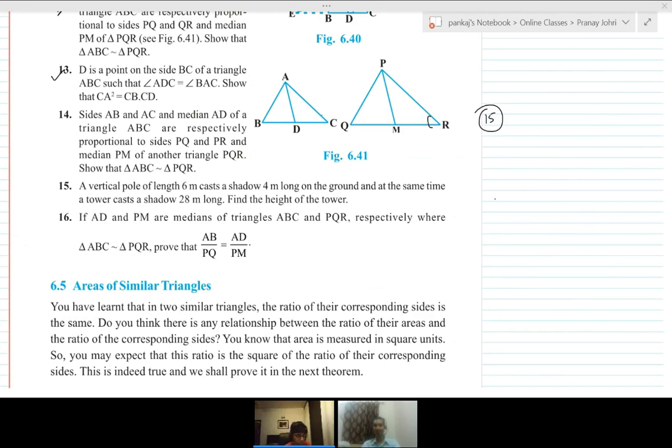Next one you can try on your own because we have been doing similar questions. AD and PM are medians respectively. I did this. I've done many like that. Just redo this because I need to take some points from this question. Far simpler than the 14th.